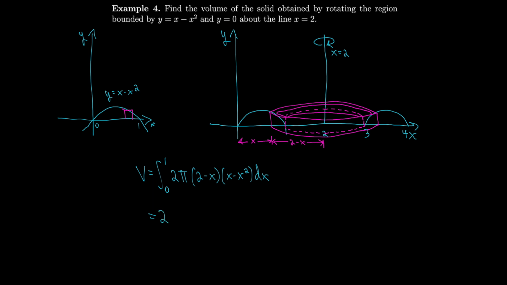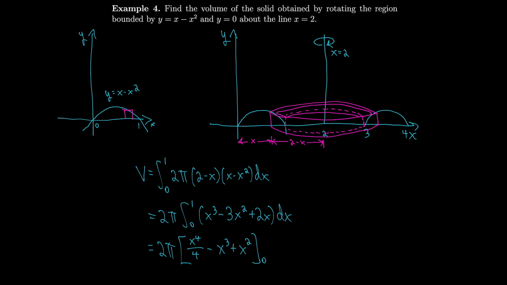So then we get 2 pi times the integral from 0 to 1 of x cubed minus 3x squared plus 2x. We evaluate that by taking the antiderivative, and we get 2 pi times x to the 4th over 4 minus x cubed plus x squared, all evaluated from 0 to 1. And that's pi over 2.